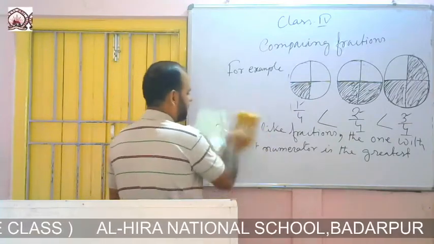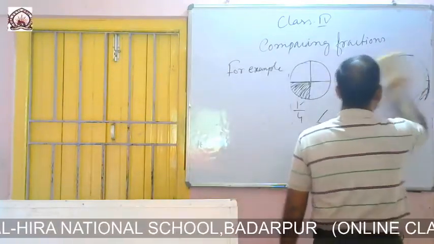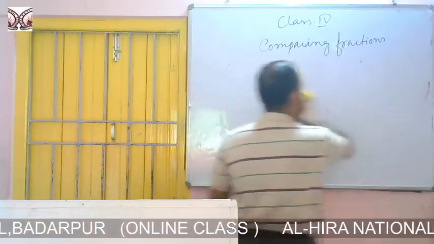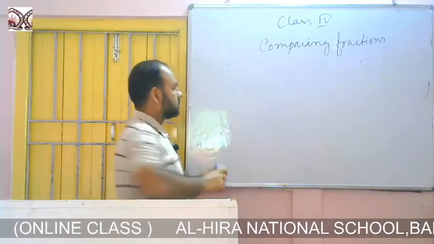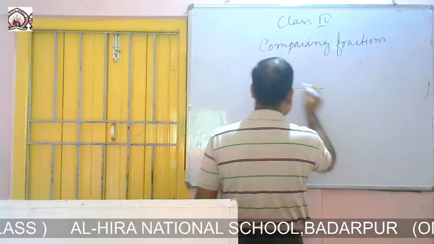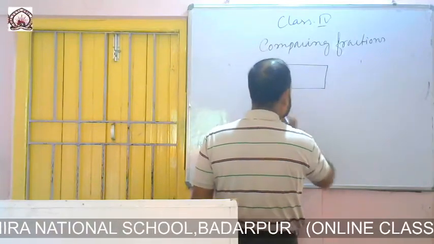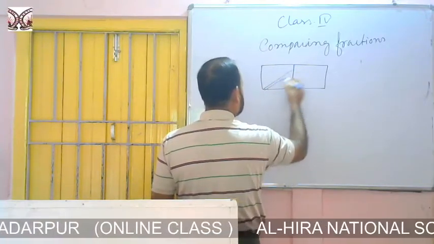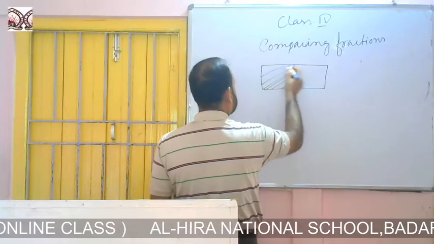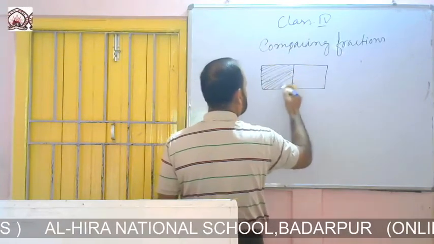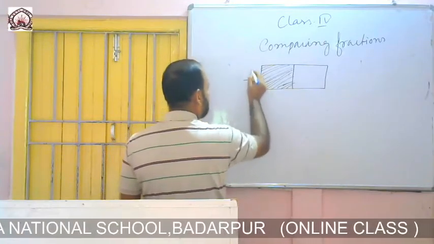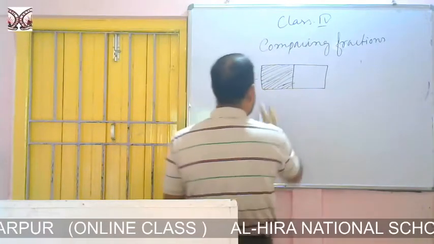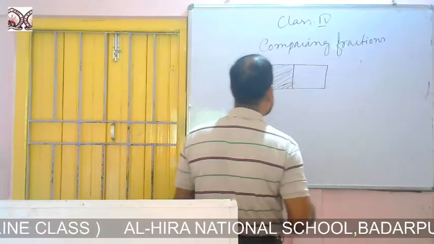Let me take one more example. Suppose it is a rectangle. If we divide into 2 equal parts and color one part, in terms of fraction we can write 1 by 2 or half. 1 by 2, 1 part out of 2 parts.